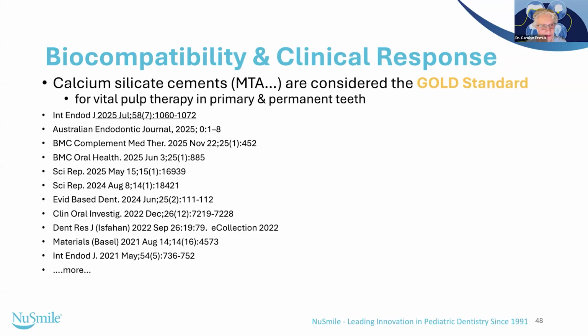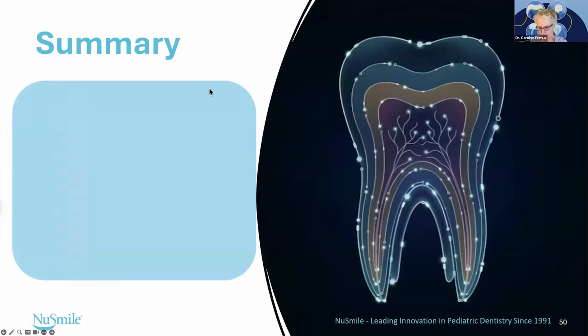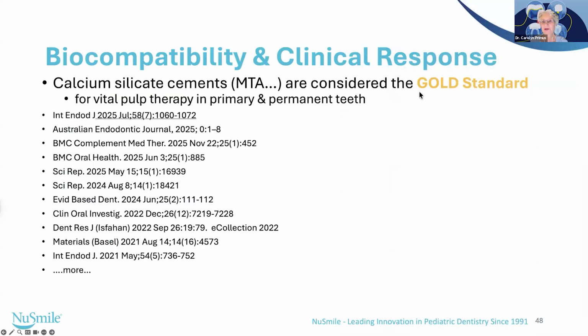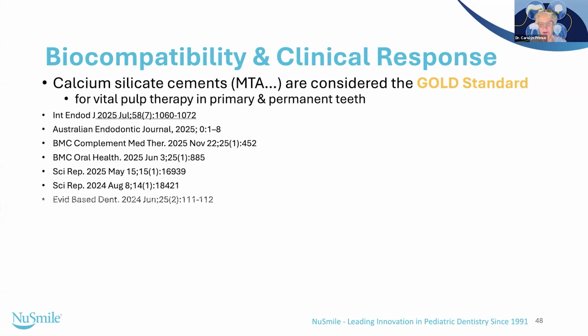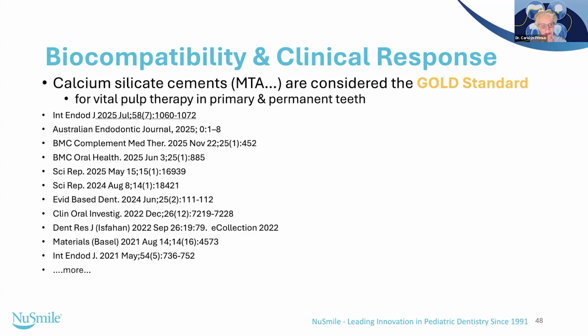I'm getting to the end here. The biocompatibility and clinical response, I glided over that because that could be a full day lecture. But there are lots of articles that consider the calcium silicate cements that we're talking about to be the gold standard for vital pulp therapy in either primary or permanent teeth. And here's a list of some recent ones that make that statement, but it could go on and on.